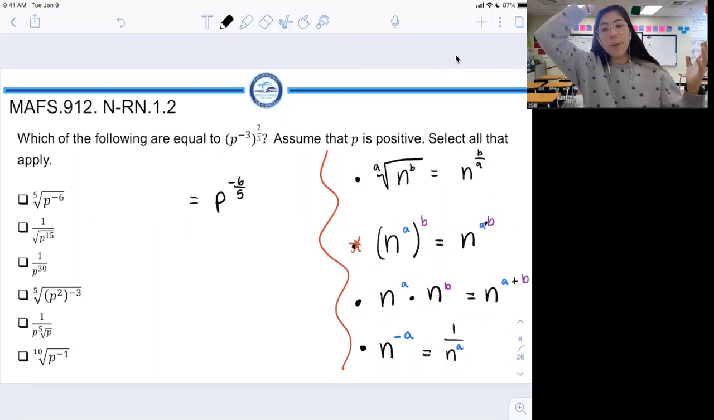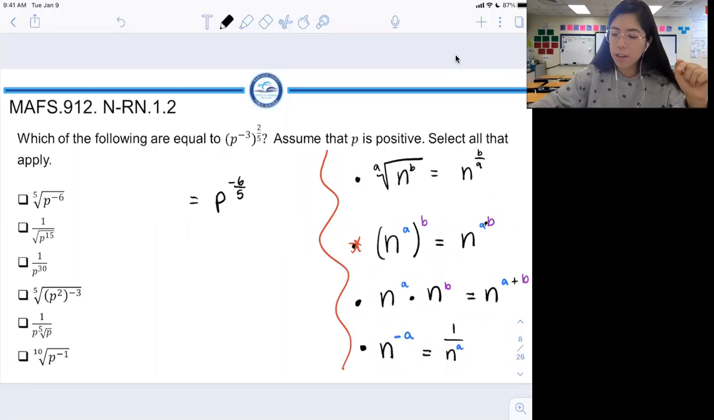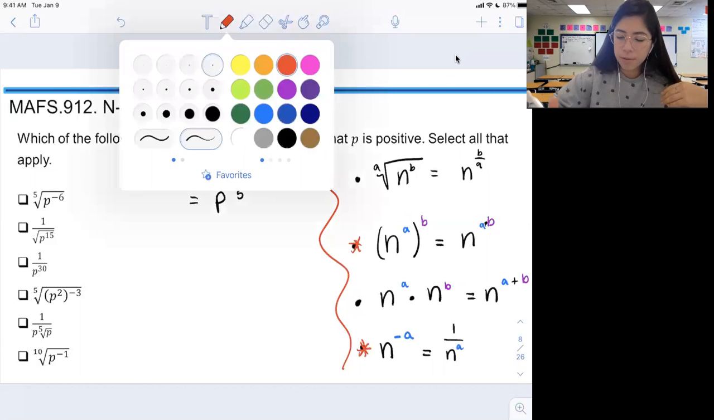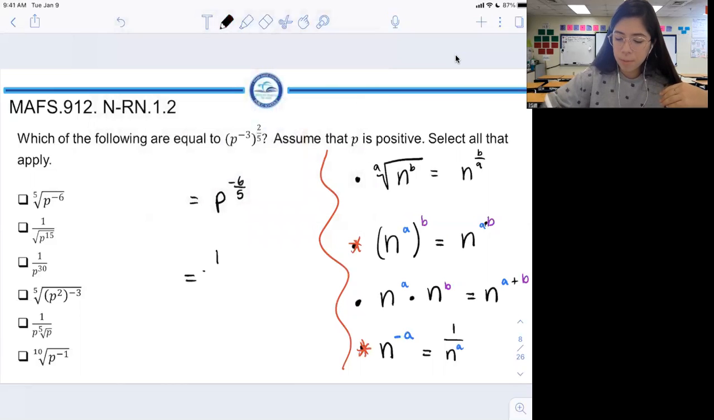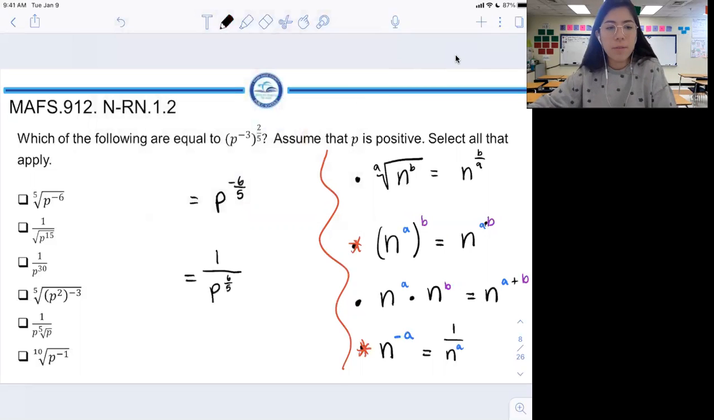So that's the question. Notice that it's saying select all that apply, so there's more than one correct answer. There's a lot of different ways this can go. One thing we can do is look at rule number 4. Rule number 4 tells me that if I have a negative exponent, I have to turn that whole thing into a fraction. So this would become 1 over p to the power of 6 over 5. Because remember, once you turn it into a fraction, that exponent becomes positive. So now it's positive 6 over 5.